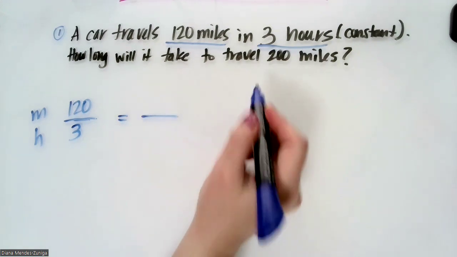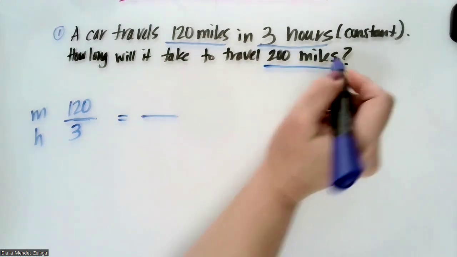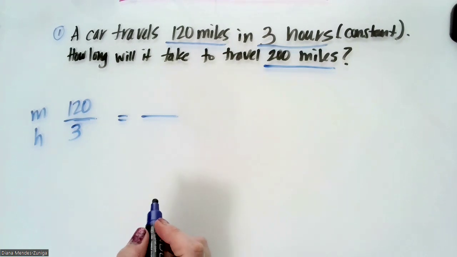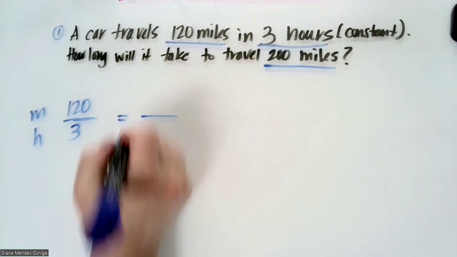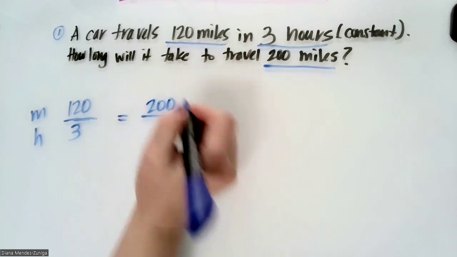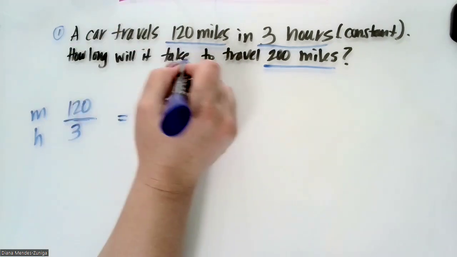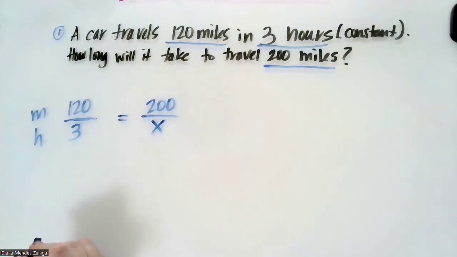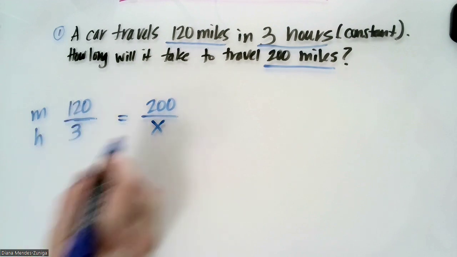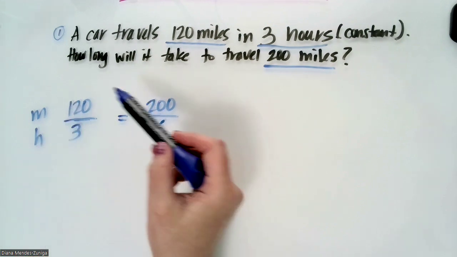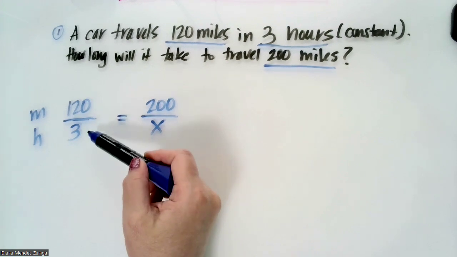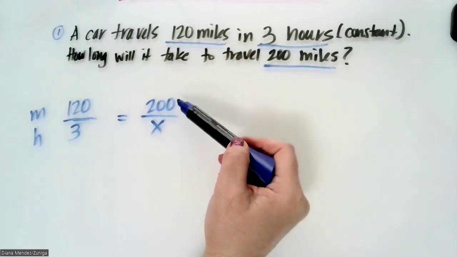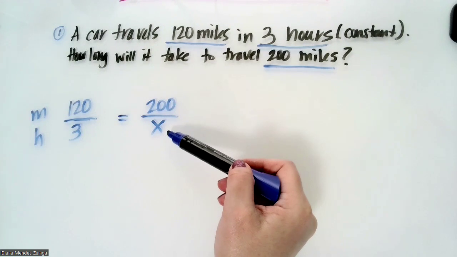Now, what I have for the second section is I know that we're going 200 miles. Okay, we're going to go 200 miles. So if we go 200 miles here, they want to know how long will it take me. So we're missing the time value here. So I've just set up this problem as a proportion where I'm going to cross multiply because I know that for 120 miles, it takes 3 hours. Okay. And I know that for 200 miles, it takes x hours because I don't know that yet. And that's what I'm going to solve.